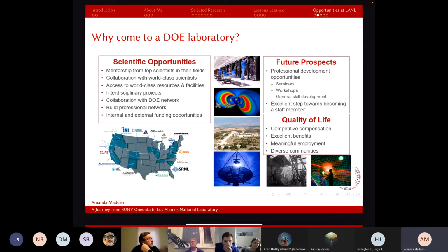The other nice thing about Lanl and the DOE complex in general is the quality of life here is really, really high. There's a very competitive compensation program. There's excellent benefits. The work that we do, I find it very meaningful and very important. And there's a lot of very diverse communities that are going all over this DOE complex. And depending on what type of lifestyle you see yourself leading in the future, there's a lab there to meet that. So I'm not really a huge social butterfly. I really like being in the outdoors. Los Alamos, New Mexico is a great place for that.